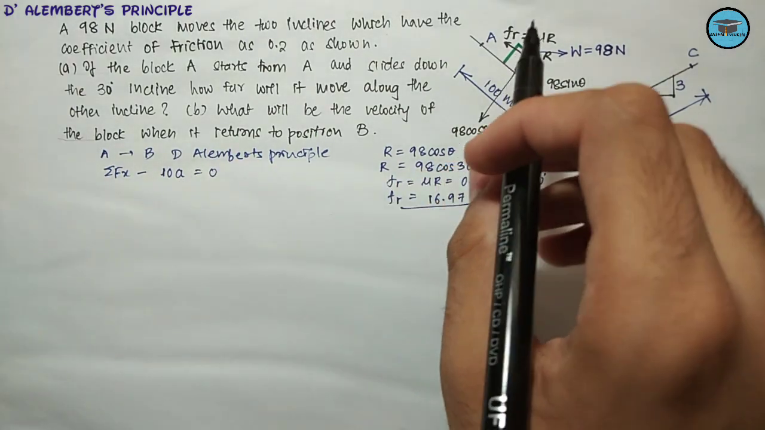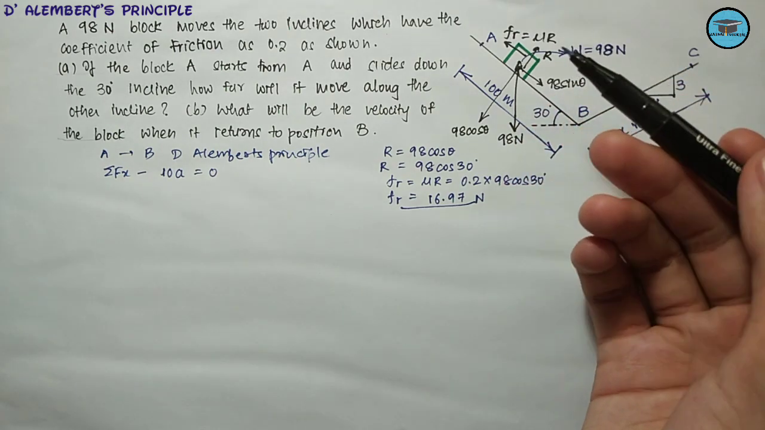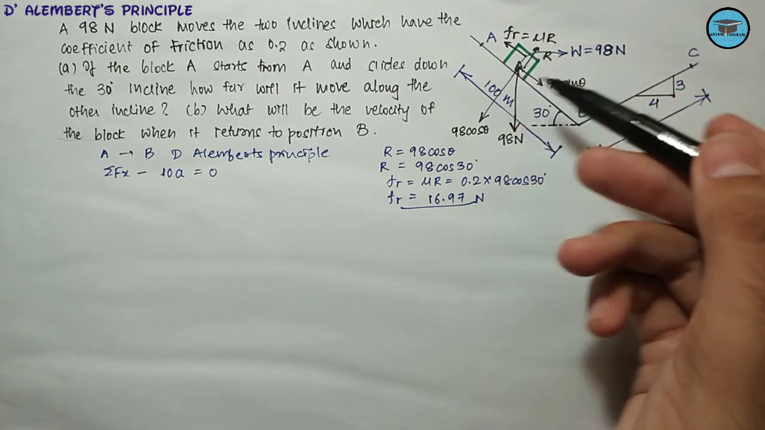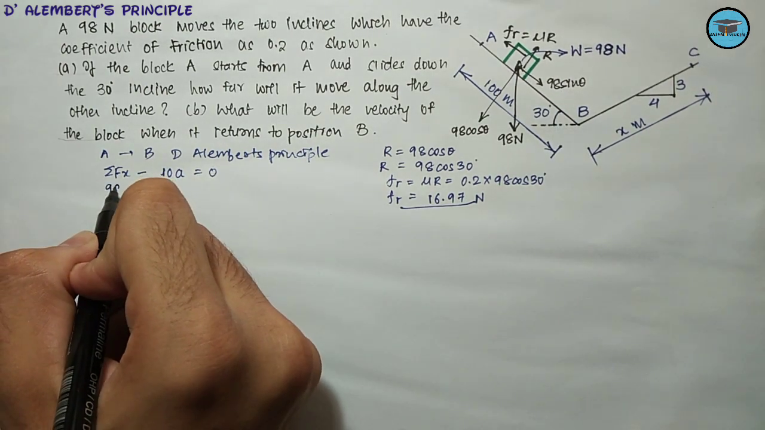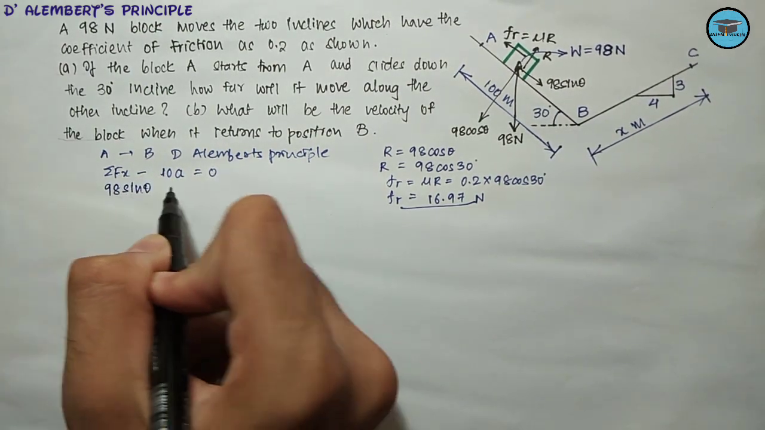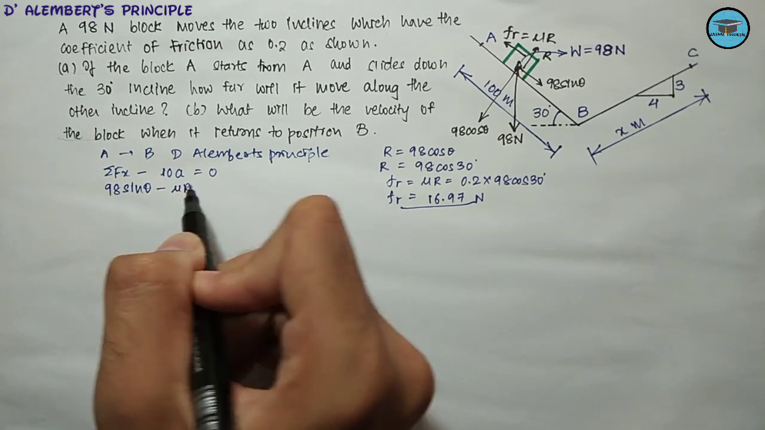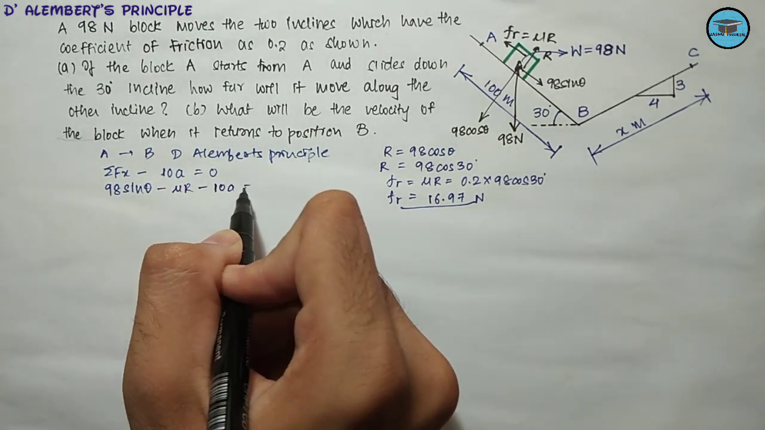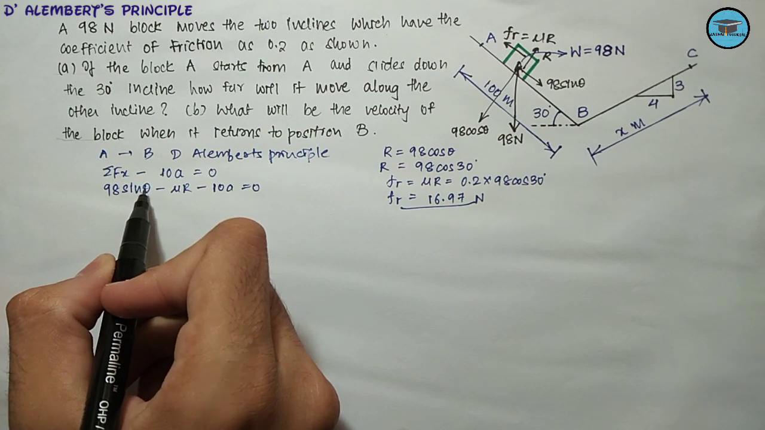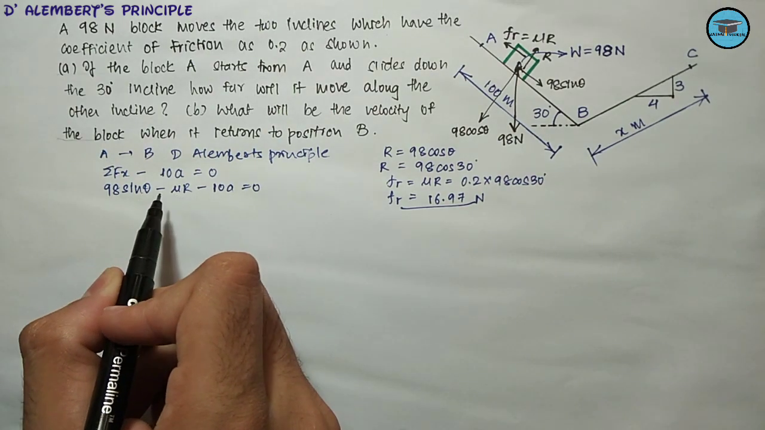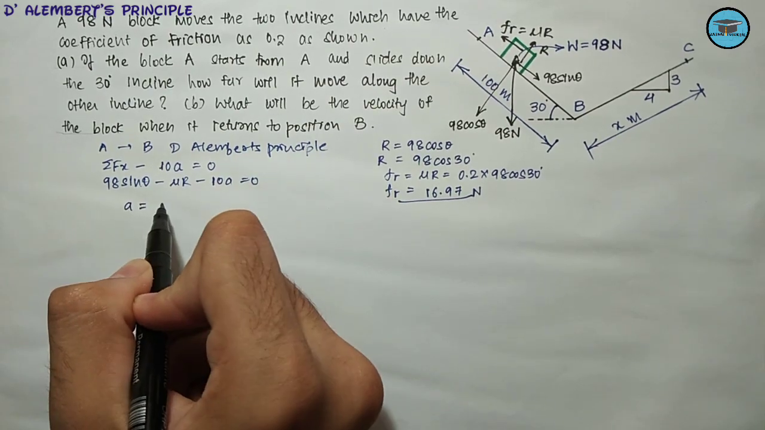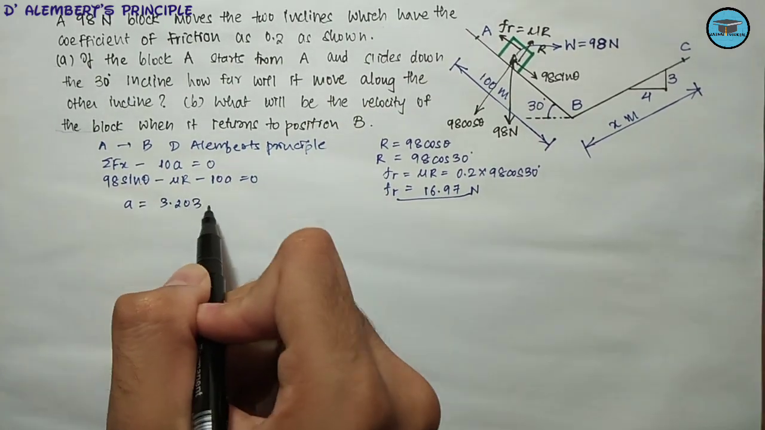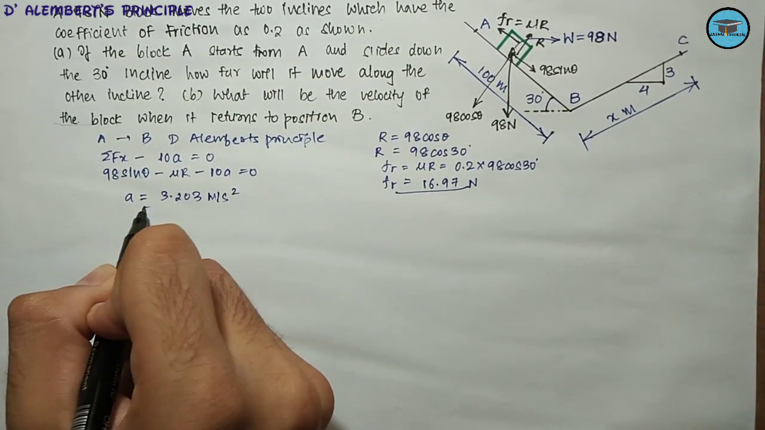This is the summation of the forces in the x direction. We need to consider the forces in the direction of the motion as positive, so 98 sine theta will be positive. So 98 into sine theta minus mu R minus 10a equals 0. Theta is 30 degrees and the value of frictional force is also known. So the value of acceleration comes out to be 3.203 meter per second square.